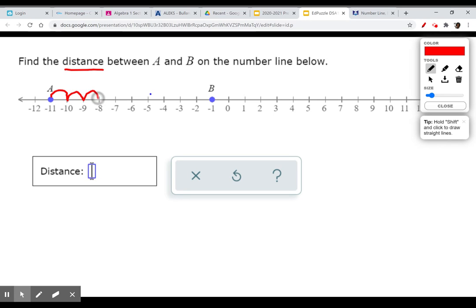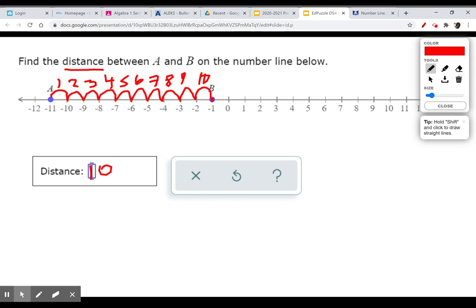2, 3, 4, 5, 6, 7, 8, 9, 10. That is 10 steps. See? 1, 2, 3, 4, 5, 6, 7, 8, 9, 10. So visually we can see the distance here is 10.